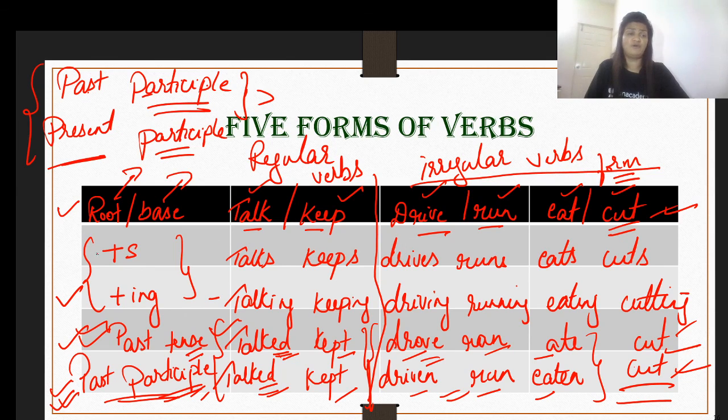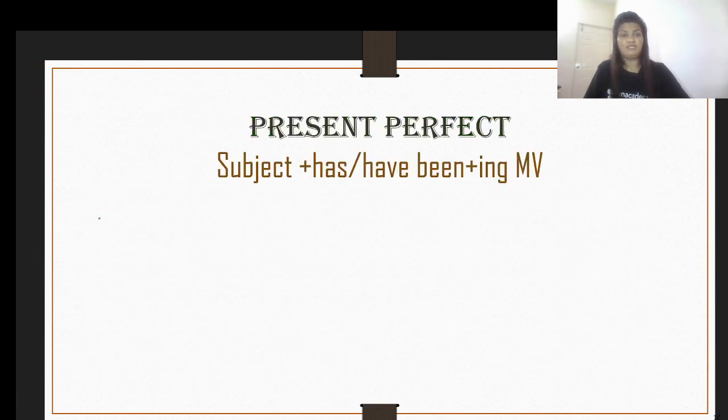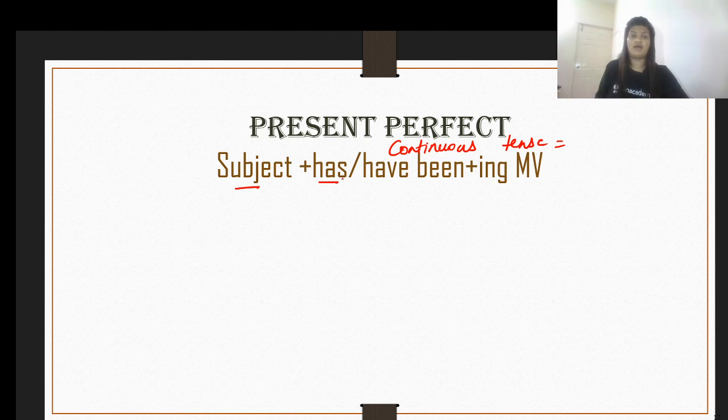So these are the 5 forms which you must understand and which you must know in conjugating the subject and the verb in tenses. Now let us proceed towards the present perfect continuous tense. And the sentence structure is subject, and then you have has or have been, and then the ing form. How can we write the examples? How can we structure the statements?